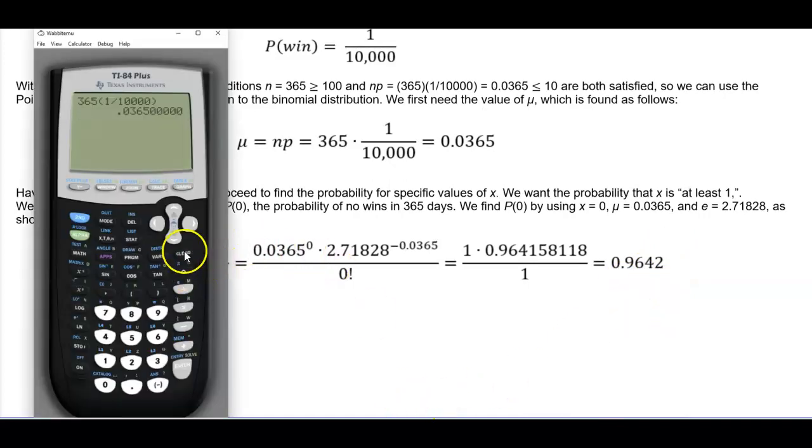Let's just go ahead and verify this on our calculator. So if we put in parentheses the mean, which is 0.0365, and then close the parentheses and raise that to the 0 power, and then we're going to multiply that by 2.71828, and then that's to the power of the mean, which is negative 0.0365. Press enter, and then we get that value. And then we're dividing it by 0 factorial, which is 1. And again, rounding that to 4 decimal places gives us 0.9642.